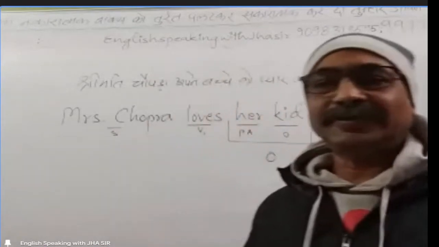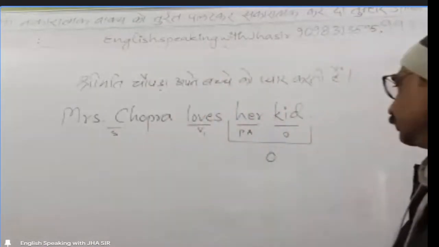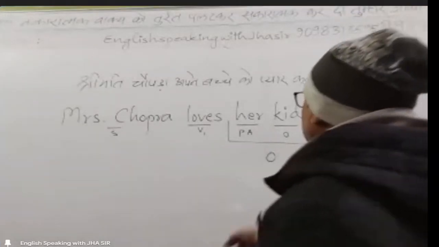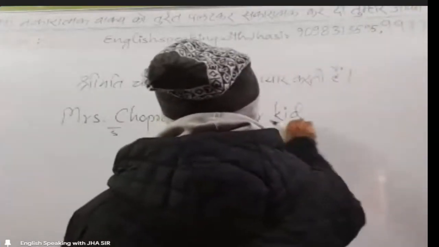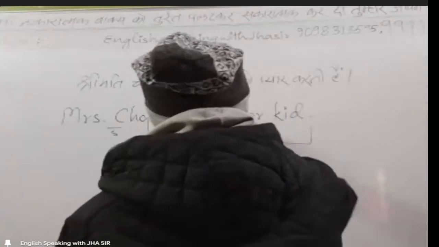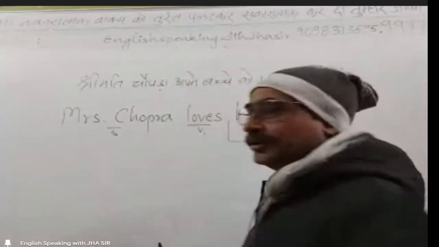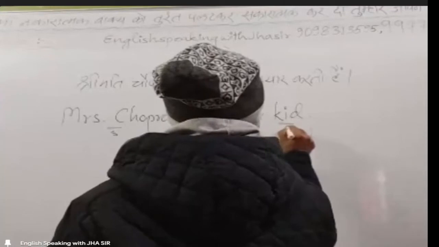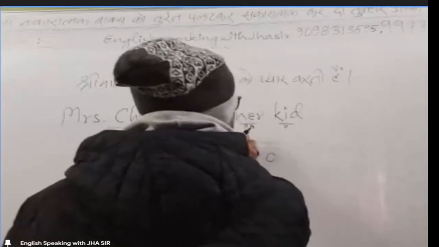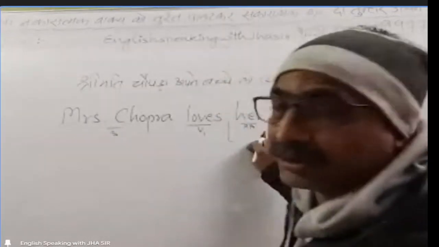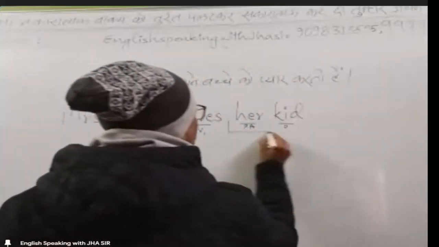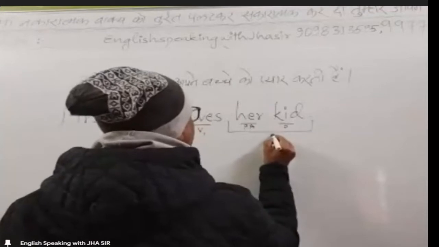Aparna, what is the first rule of passive voice? According to the first rule of passive voice, we change the object into the subject. Sarika, what is the object in this? Sir, her kid is the object in this sentence.